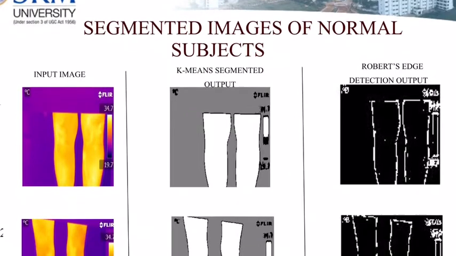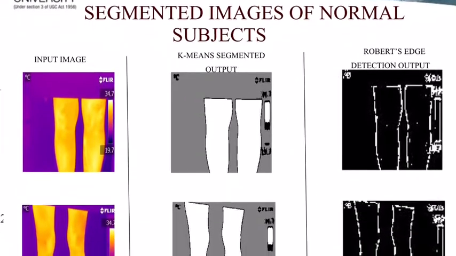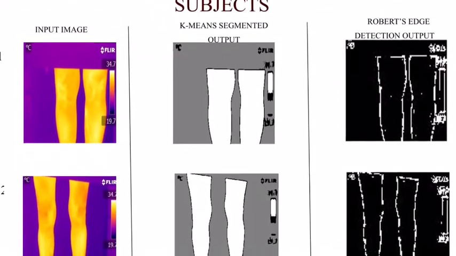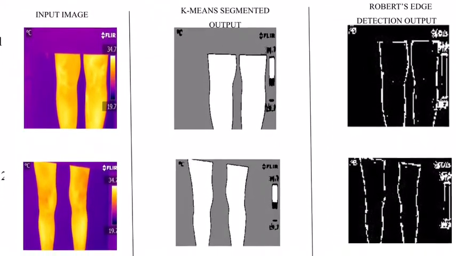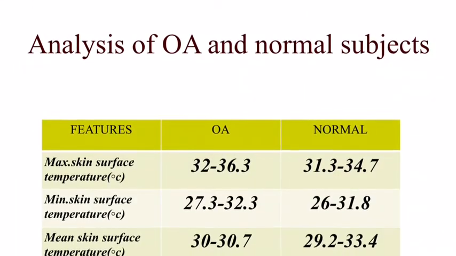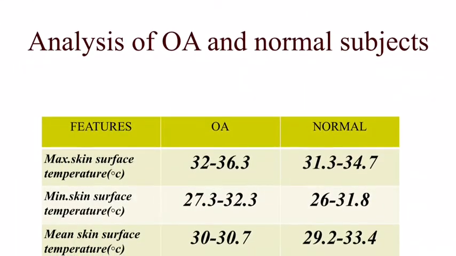The K-means clustering algorithm output and the Roberts edge detection algorithm output of the normal participants is shown. There is no segmentation since there are no abrupt changes in temperature in the participants. The osteoarthritic participants showed higher skin surface temperature than the normal.